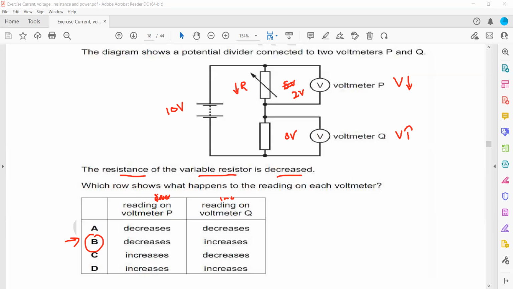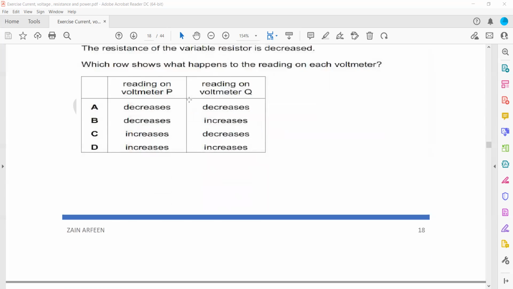What will happen in a potential divider circuit if we change the resistance of one component? On one side the voltage increases, the other side the voltage will decrease. Total voltage will remain 10, but the voltage division changes. That's why we call this a potential divider circuit.